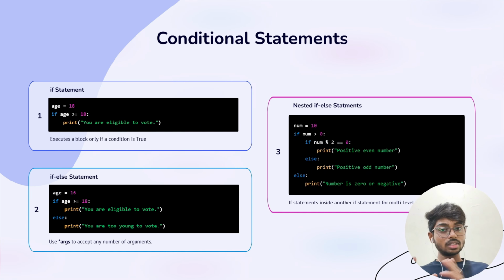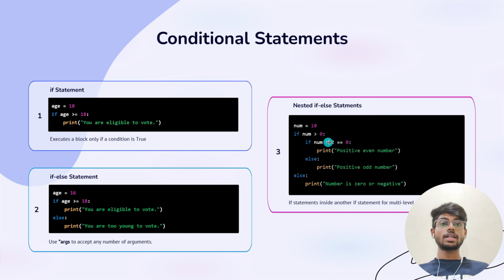Let me explain this with a nested if else statement where number equals 10. We initialized num with 10 and we are checking whether this number is positive or negative, and also whether this number is even or odd. Now we have two scenarios: to check whether the number is positive or not, and also to check whether the number is even or odd. So we basically use nested if else in these kinds of situations.